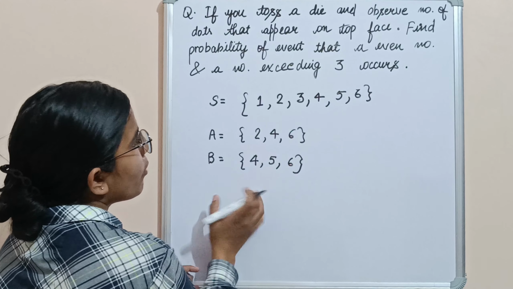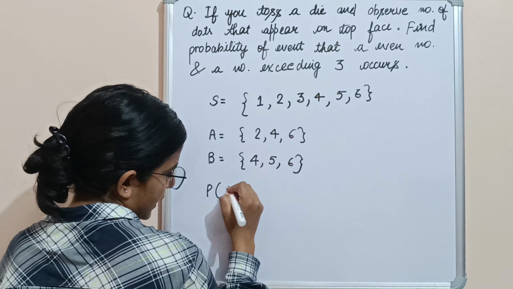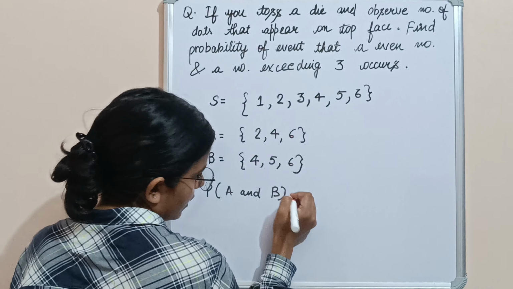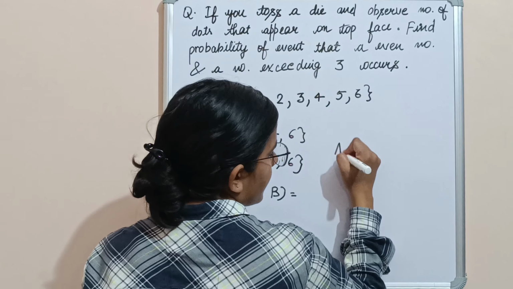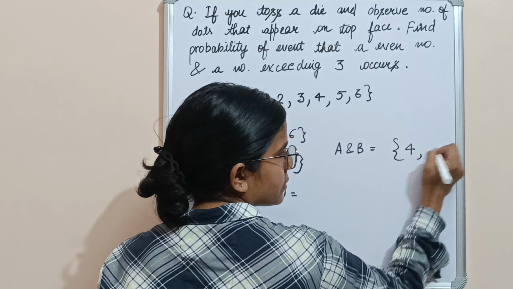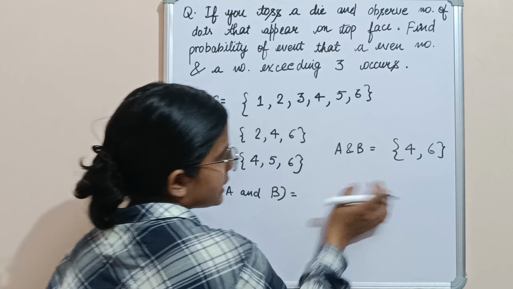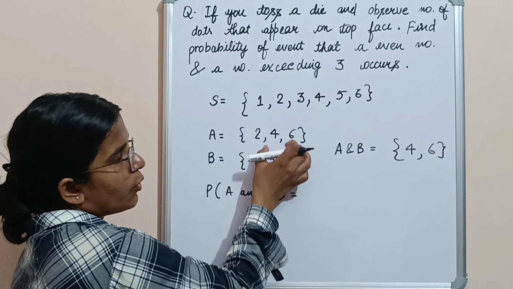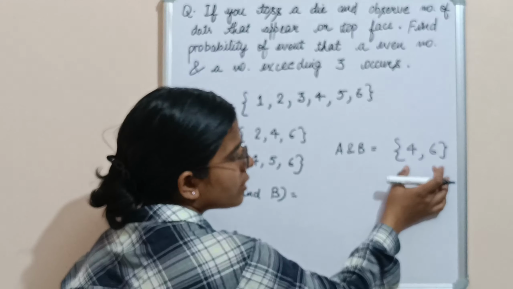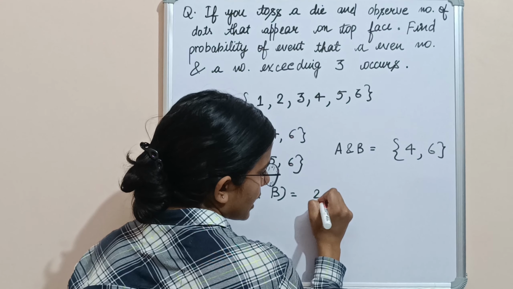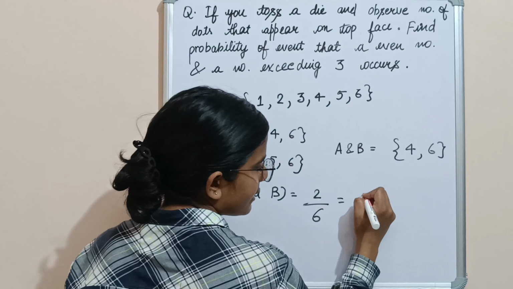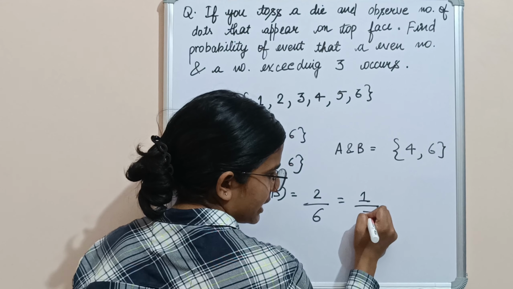Now we have to find out the probability of A and B. The sample space for A and B will be 4, 6, because these two elements are common in both of these sample spaces. Now we have 2 favorable outcomes and 6 total number of outcomes, so our probability will be 1 by.